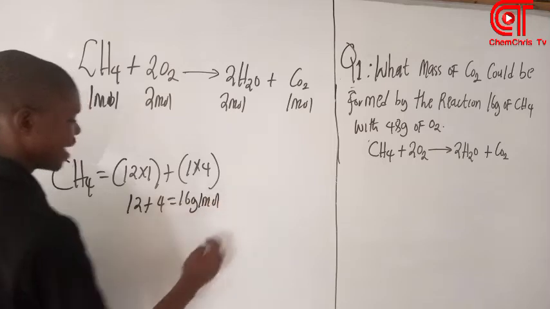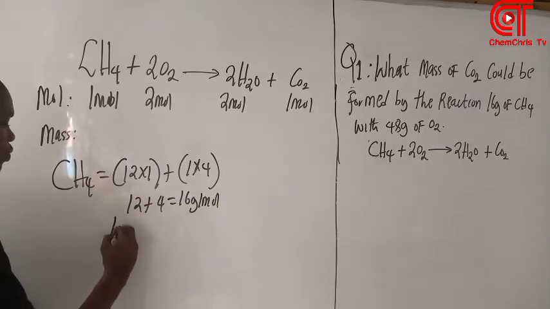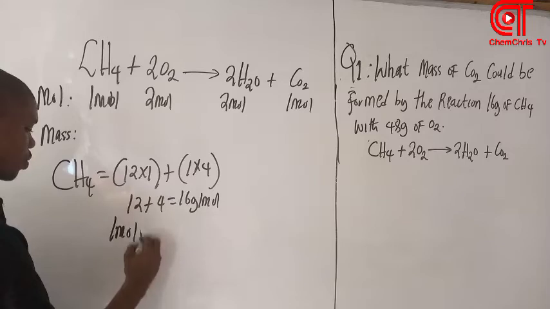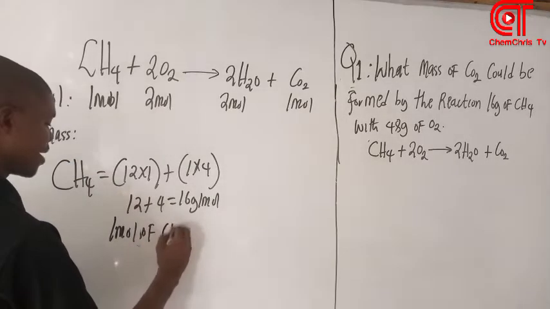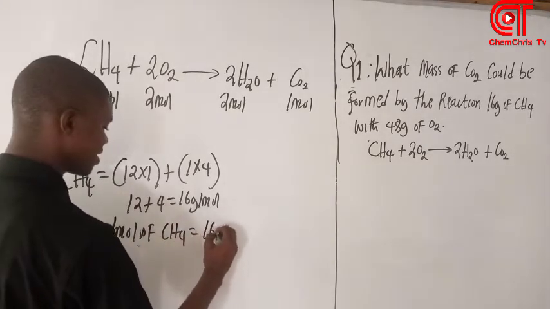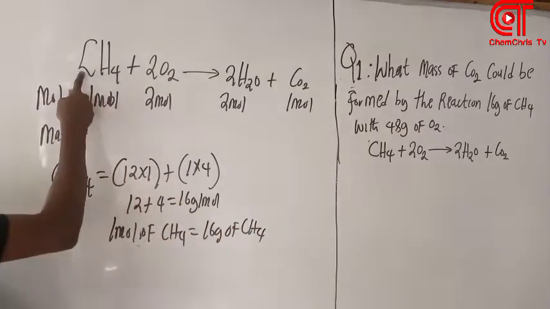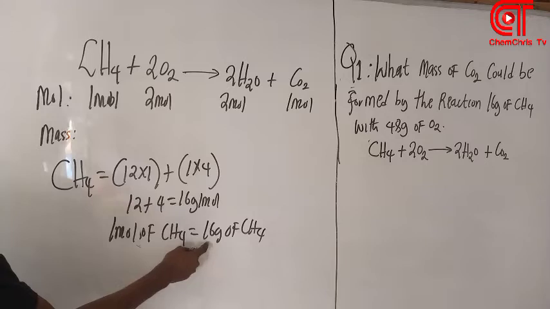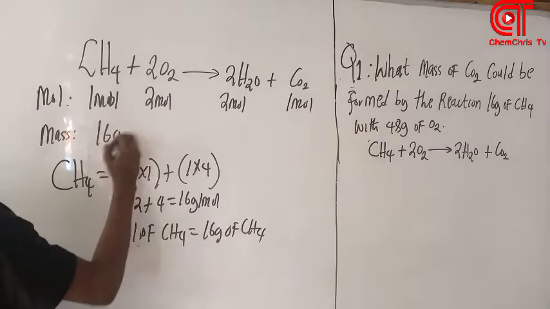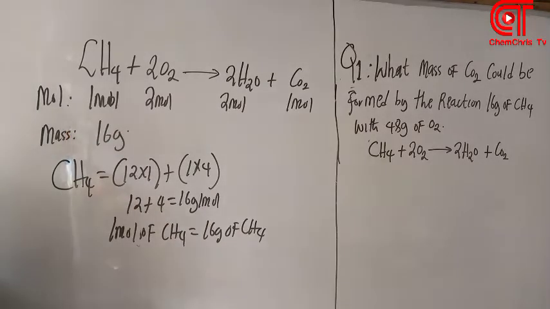It means that for every 1 mole of CH4, I have 16 gram of CH4, right? So how many moles do you have? Here we have 1. So 1 times 16, here we have 16 gram. Hope you understand.